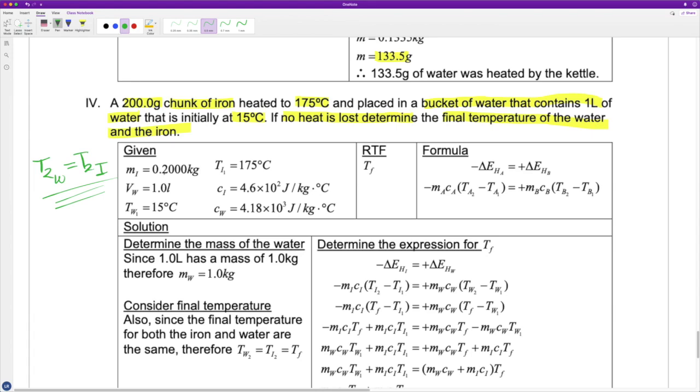So when we look at the notation, I stands for iron, so that's the mass of the iron. V stands for the volume of water, which is 1 liter. Now, here's the important thing: even though I don't think I stated it here, oh, I did state it right here, 1 liter has a mass of 1 kilogram. So the mass of the water is actually 1 kilogram. Now, the initial temperature of the water is 15 degrees Celsius, and the initial temperature of the iron is 175 degrees Celsius.